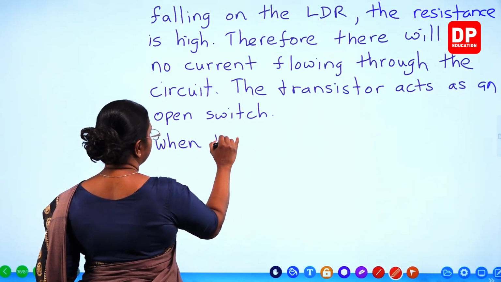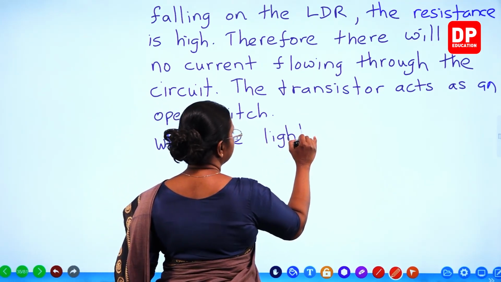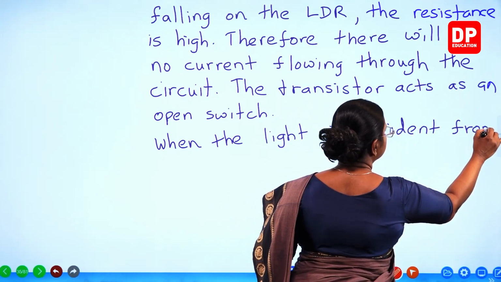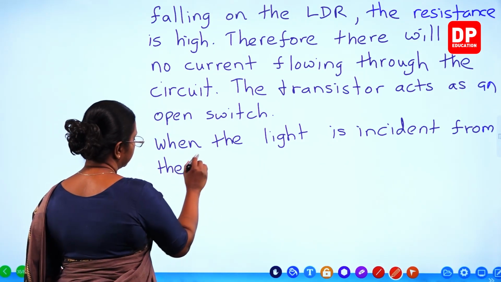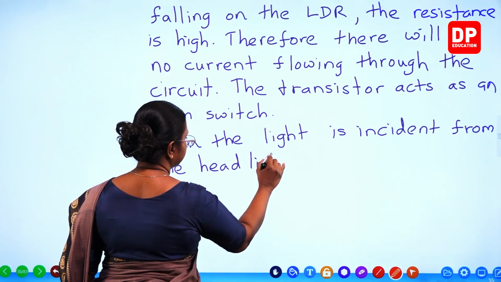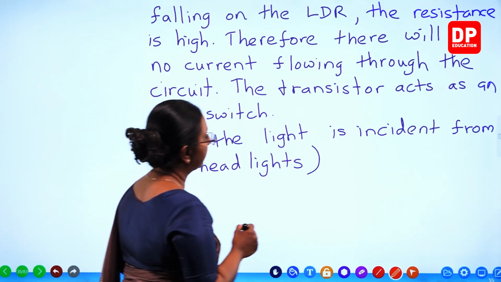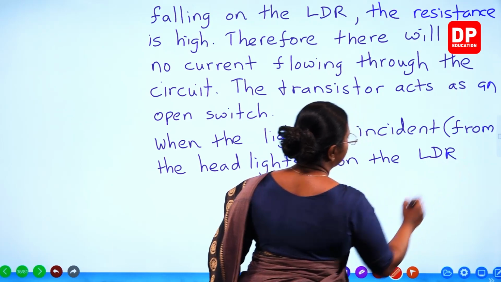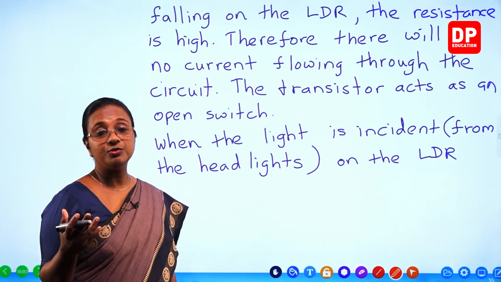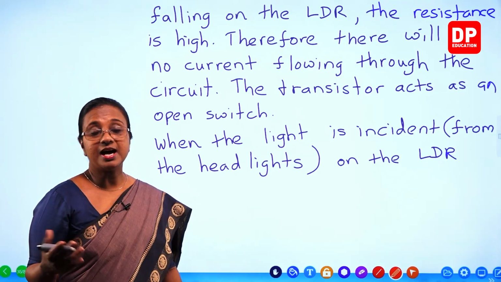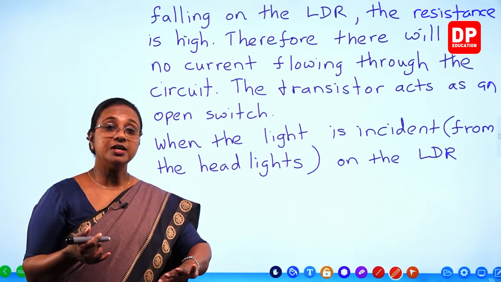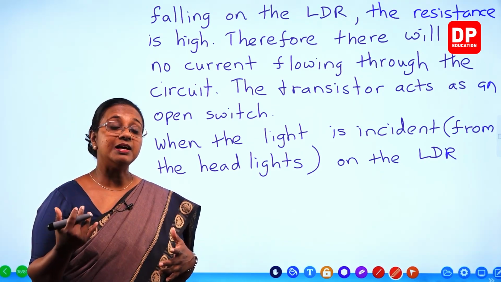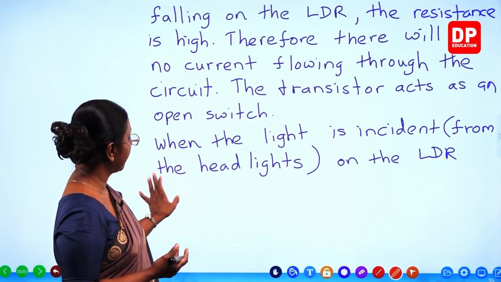When the light is incident from the headlights, I'll put this in brackets, when the light is incident on the LDR. Because here when we make the model, we are not going to use a car headlight. We will be shining a torch, or in some way we will be providing light. Either you can cover the LDR with a cloth and open it to let the light fall on it, or somehow we will allow the light to fall on the LDR. That is why I have written this in brackets.